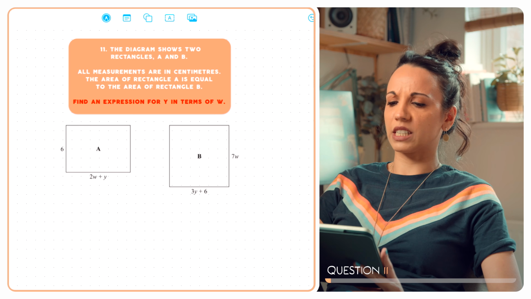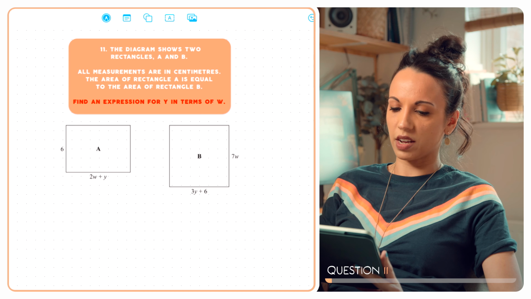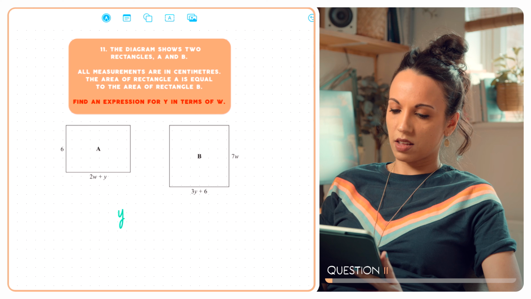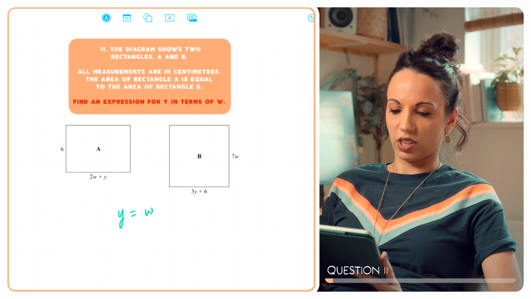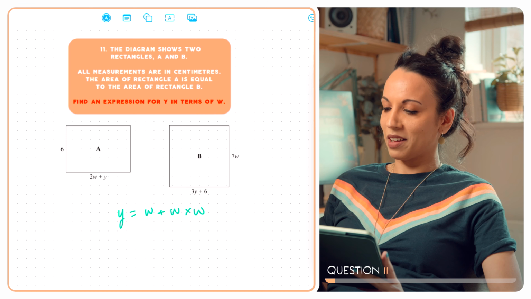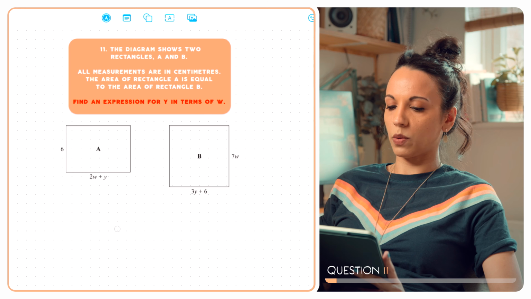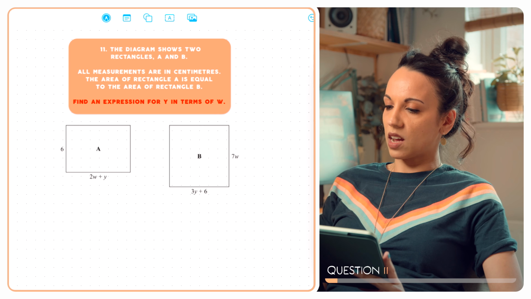So what does that mean, find an expression for Y in terms of W? Well, that means that we need something that looks like Y equals a bunch of W's. There might be some numbers in there as well, but it's going to be Y equals and then something to do with W on the right hand side. So that's what we're aiming for. So what do we need to know in order to do this?